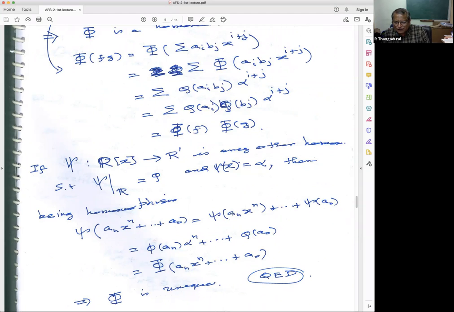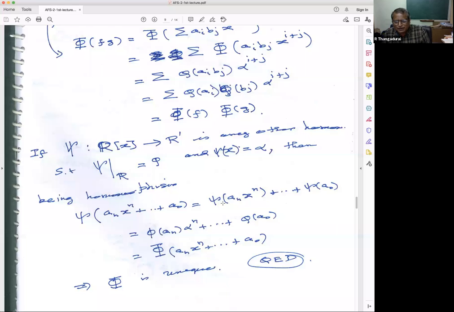Psi of a_n x^n, etc. Now a_n x^n is a product, and since this is a ring homomorphism, we can break it further: psi of a_n, psi of x whole power n. Again, each one we can break just because it is given to be a ring homomorphism. That is the reason.